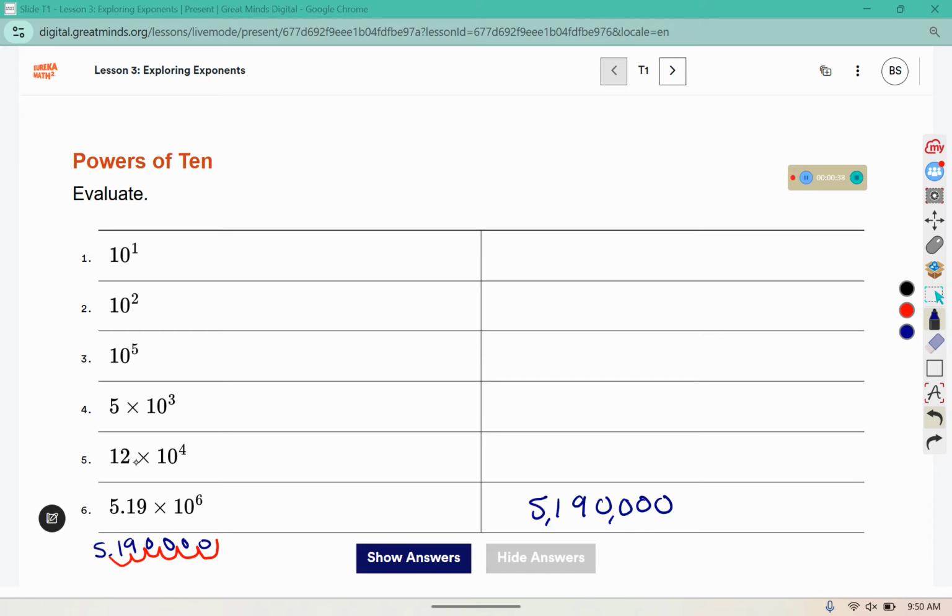On this one, the decimal place is back here, so you're going to move it 4 places to the right. These ones up here, 10 to the 5th, that's a 1 with 5 zeros.